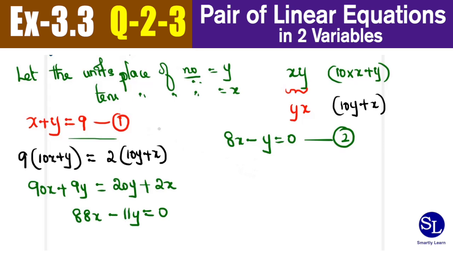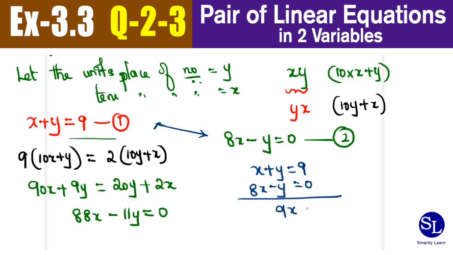Now let us solve the first and the second equation. So x plus y is equal to 9, 8x minus y is equal to 0. If I add these two equations, y will get eliminated. So it is 9x is equal to 9 because plus y and minus y will get cancelled. So 9x is equal to 9. So x is equal to 1. We got the value of x.